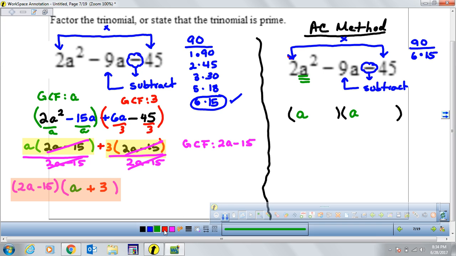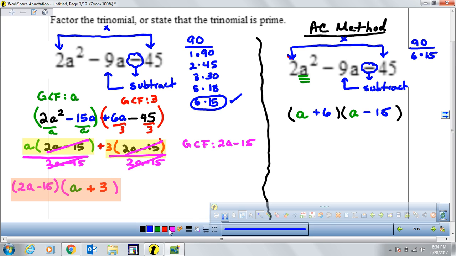Then from the two factors that you got, which is the 6 and the 15, it doesn't matter which one you put first as long as you put the correct signs. Now, I can put, let's say, a positive 6 and a negative 15. Remember, the 15 must be negative because the answer right here, the 9, is negative. So the biggest one must be negative.